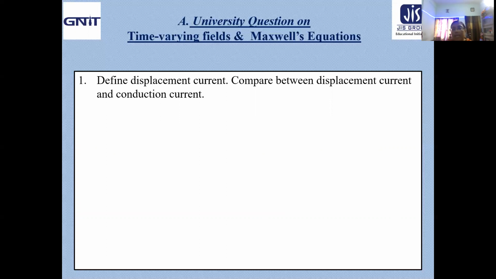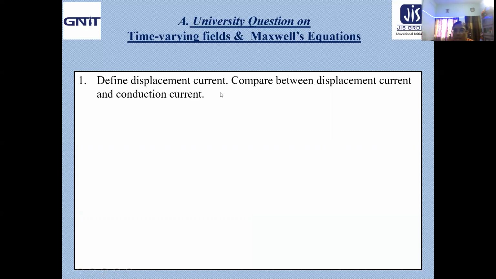Defining displacement current means first you have to give the definition. You all know that displacement current is represented by J_D equal to del D by del t. That means the time rate of variation of the electric displacement vector is termed displacement current, where D, the displacement vector, is represented as epsilon naught into E. So that is the definition of displacement current.